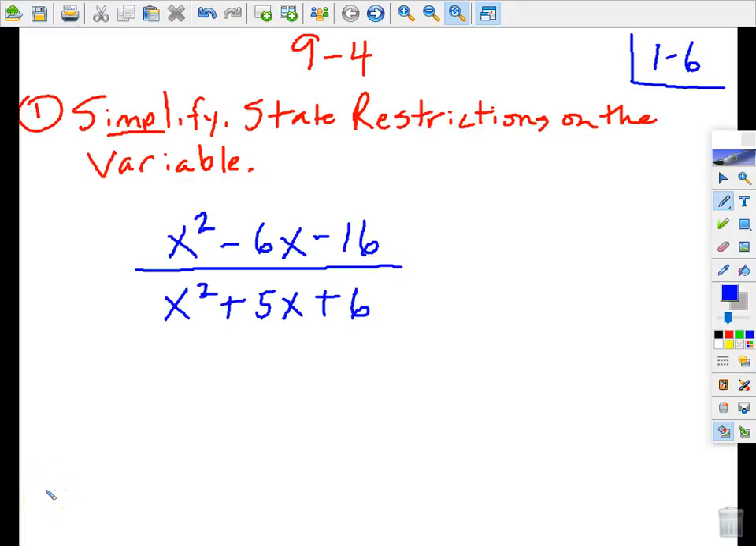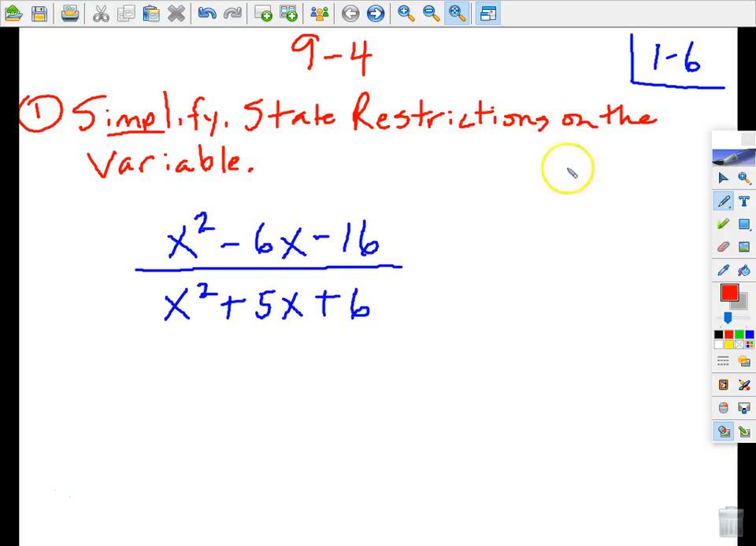In section 9.4, we are doing two things. We are simplifying algebraic fractions, like the problem you see on the screen. And in a little bit, we will be multiplying and dividing fractions. But the common theme that's going to run through much of what you're going to do on tonight's assignment is you really need to be able to factor, because it is through factoring that we're able to do the simplification that is being asked for in these problems.